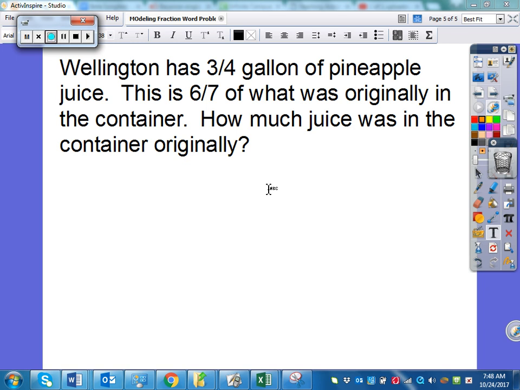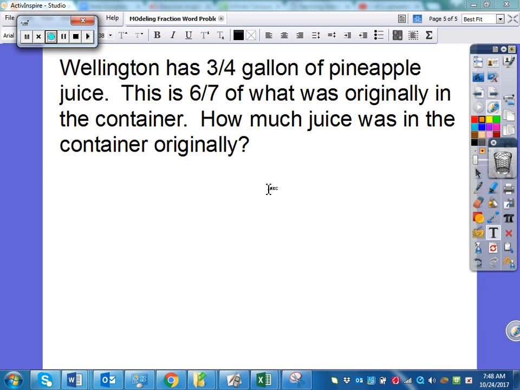I wanted to review how to solve the pineapple juice problem. Wellington has 3/4 of a gallon of pineapple juice. This is 6/7 of what was originally in the container. How much juice was in the container originally?